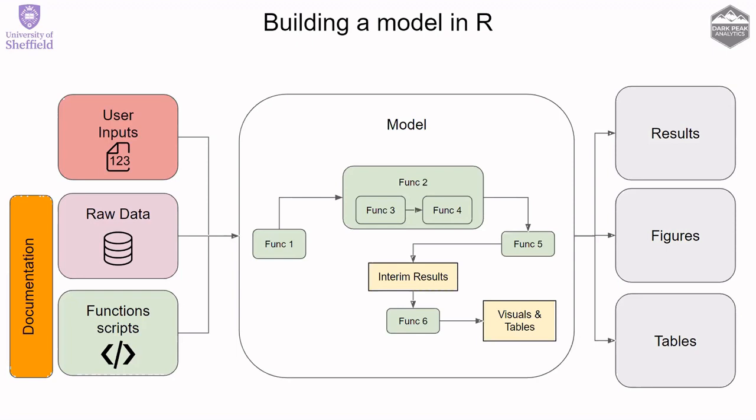And then your model is essentially just a series of functions which are sequential. So for example, function 1 leads into function 2, but then also maybe nested. So you might have a series of nested functions like function 3 and 4, which are called by function 2. And so all of these functions combined lead to some set of results, and potentially from then on some visuals and tables. And then those are output. So our model is constructed of this data, and then our code, our set of functions and scripts.